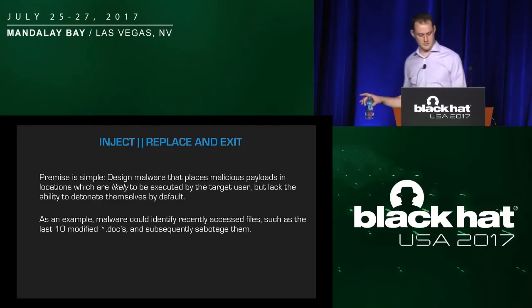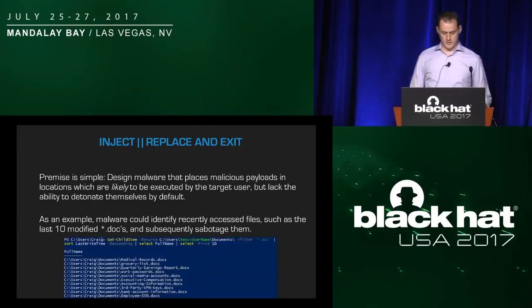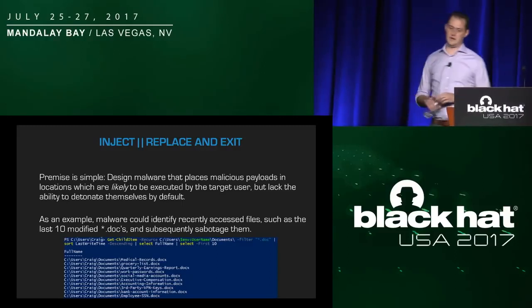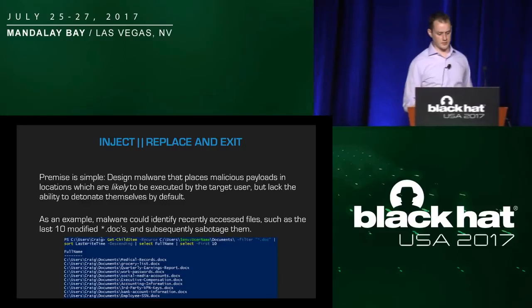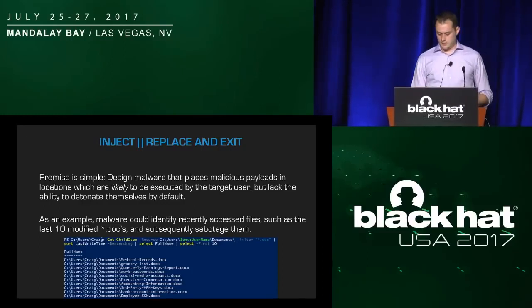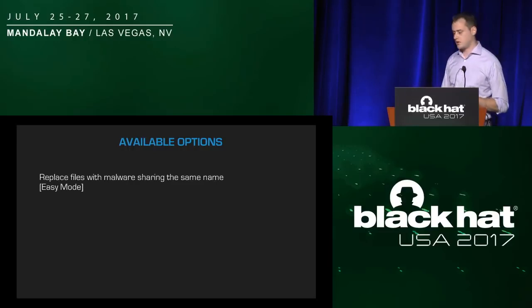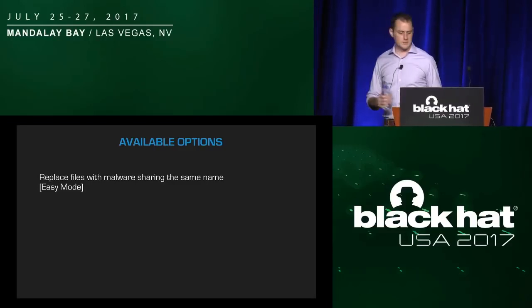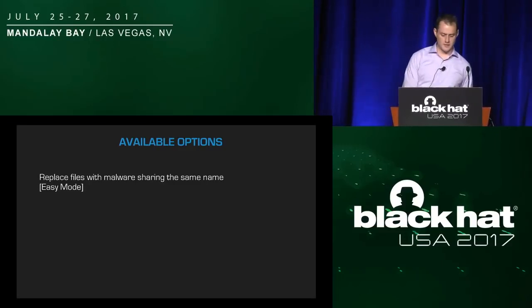And of course, the sandbox has a very hard time dealing with this. This is just a quick example on how to find your last top 10 modified documents and then sort them, and then, most usefully, provide the full path to them. So we've got a couple options if we're going to try to do this through a sandbox. Easy mode is simply outright replacing those files with malware. Same name, same extension, same icon. Sometimes works, but honestly, it's not that effective.